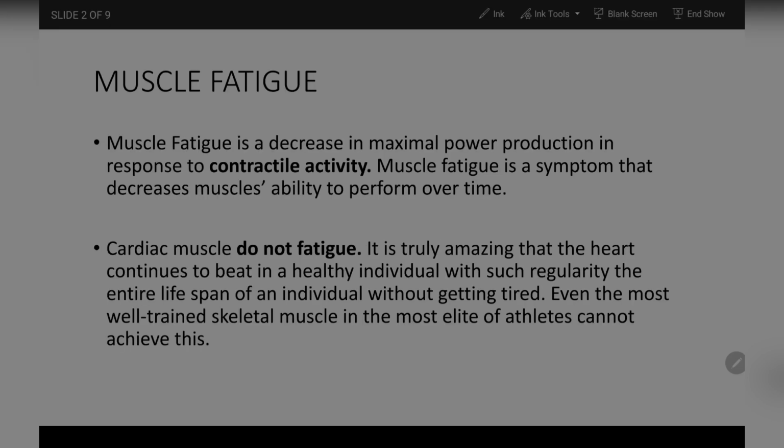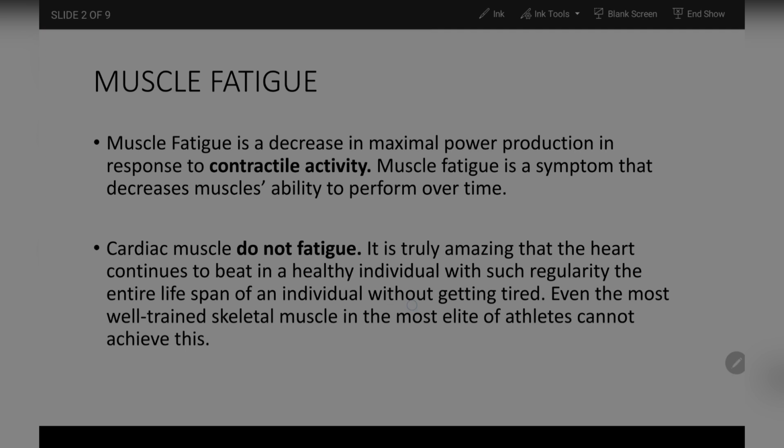So what is muscle fatigue? Muscle fatigue is a decrease in maximal power production in response to contractile activity. Muscle fatigue is a symptom that decreases muscle's ability to perform over time. We can feel it in our daily life after we perform some rigorous activity or exercise like lifting heavy weight.